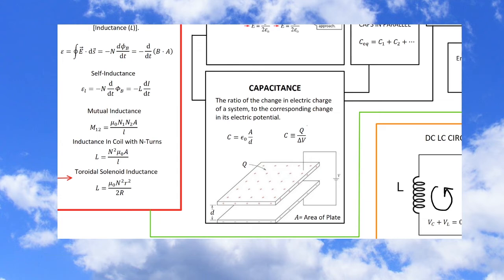Here we have the depiction of a capacitor. And here we can see that the capacitance is the ratio of the change in electric charge of a system to the corresponding change in its electric potential. Here we have the charge, and here we have the change in its electric potential for capacitance. Now, capacitance isn't something I want to go into much today because we're on a very limited time schedule, and I want to get over to the other component of light, the magnetic field, or the B field.